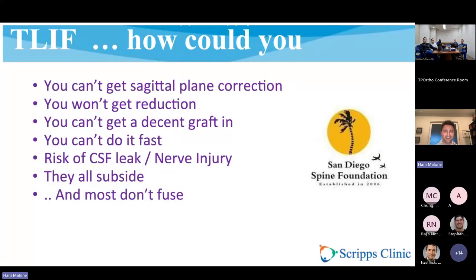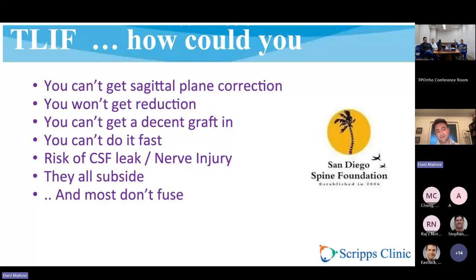So, like I said, when I was in conference, these are the sort of the things that I would hear. You can't get sagittal plane correction, you won't get reduction, you can't get in a decent graft. Compared to lateral, that's probably true. You can't do it fast. I would say if you're going to do it well, that's true. You really can't do it fast. If you want to get a good disc preparation and you want to get those joints released, it takes time.